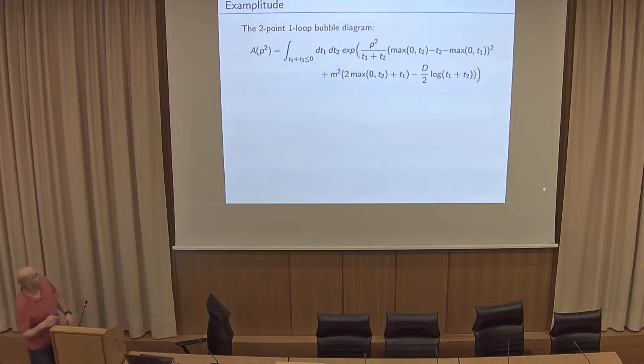Now, I think I've defined everything here. It's a 2-point amplitude, so you have one particle coming in, one particle coming out. It carries momentum p, so this will be a function of p squared by Lorentz invariance. Capital D is the space-time dimension, which is arbitrary.